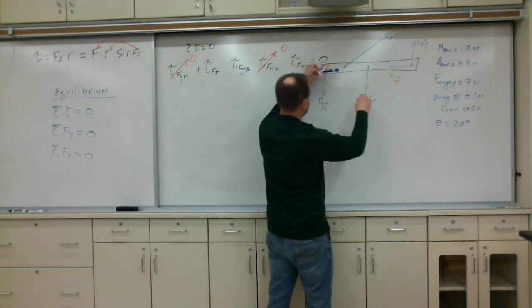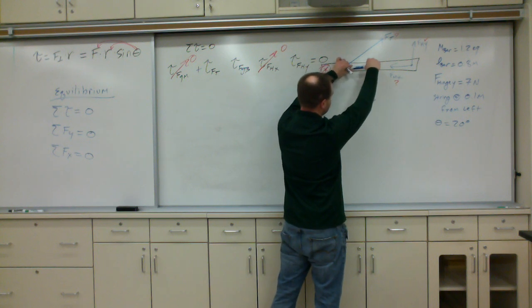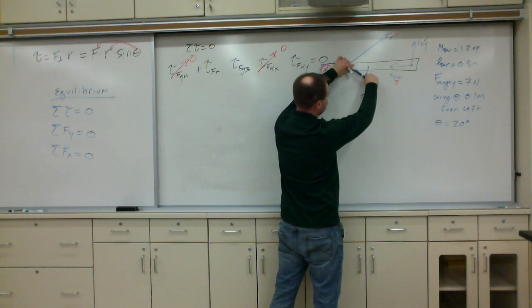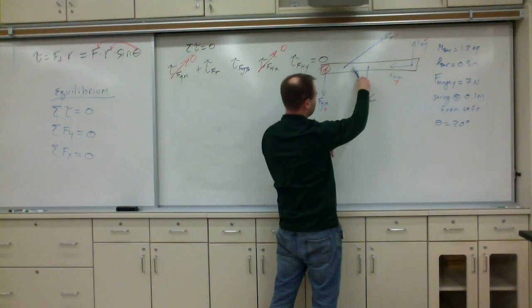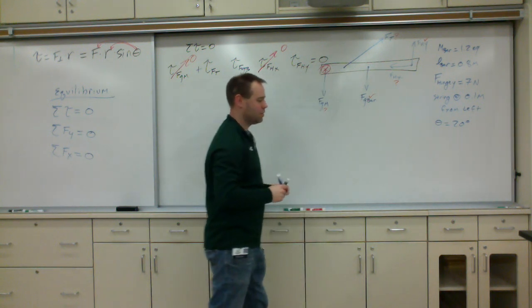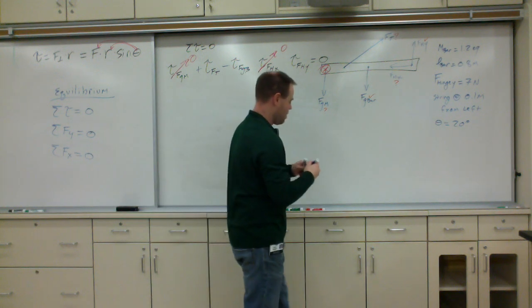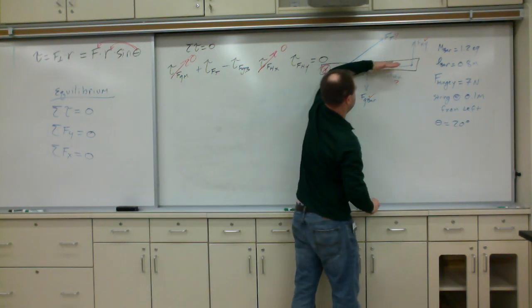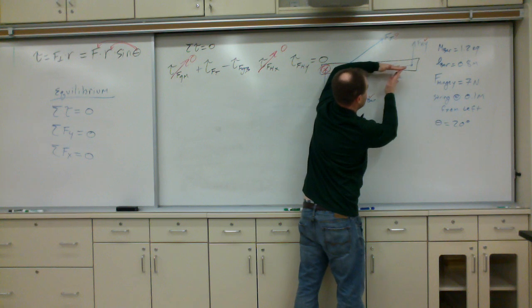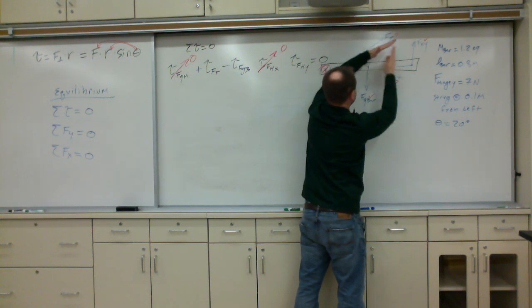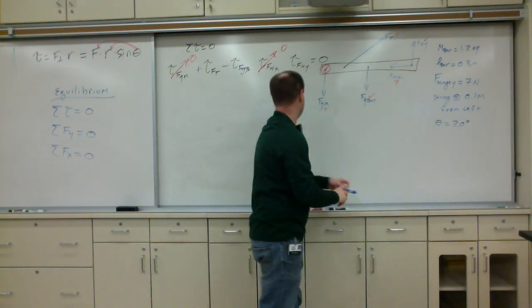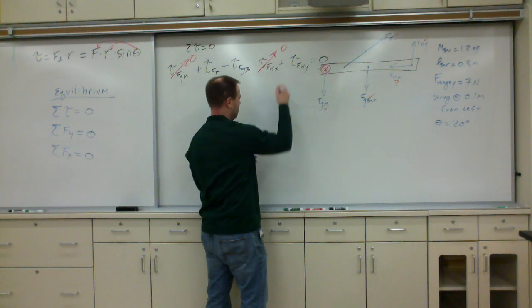On the other hand, if I look at this force gravity of the bar or the beam, it's trying to torque it that way, which is clockwise. So that's going to be a negative torque. And then force hinge y is trying to torque the beam this way, which is going around counterclockwise. So that's going to be another positive torque.